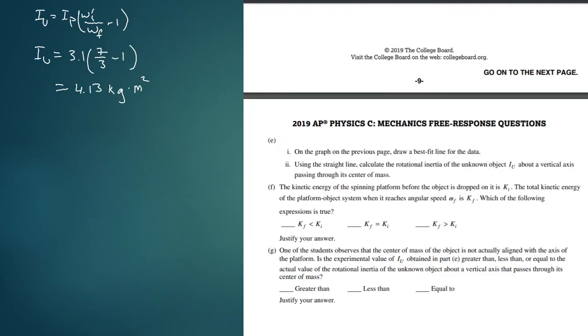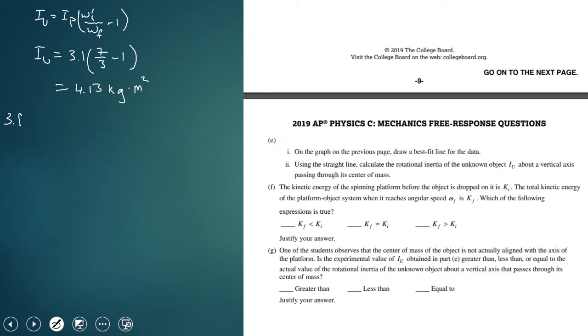Now these last ones are just conceptual questions. 3F says the kinetic energy of the spinning platform before is Ki, the total kinetic energy is Kf. Which of the following expressions is true? Okay, so once again, there's a very simple explanation that says it has to be less than. If you think about it, you could calculate it and prove it, or you could just say that, okay, they collide and they reach the same angular speed, right? Think about what that's characteristic of.